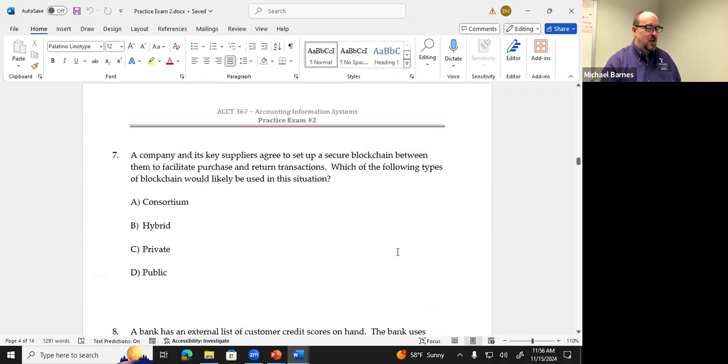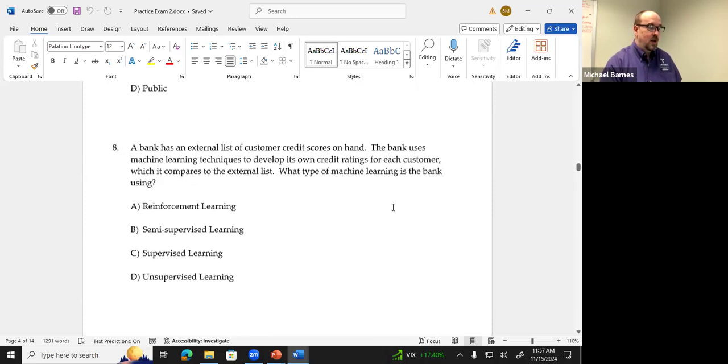A company and its key suppliers agree to set up a secure blockchain between them to facilitate purchase and returns transactions. Which of the following types of blockchain would be used in this situation? This is pretty straightforward because we're talking about a group of companies, and that's a consortium, okay? The consortium blockchain by definition. So that's many authorities. Keep in mind, hybrid is one authority with a permissionless process. That's actually a combination of private and public. Private blockchain is one authority, and the public has no central authority, okay? That's the difference between those.